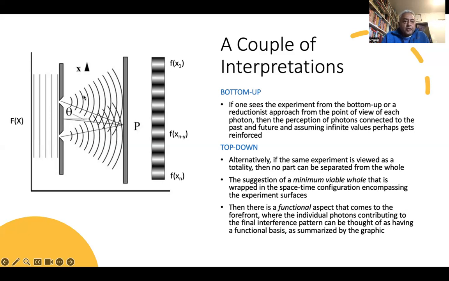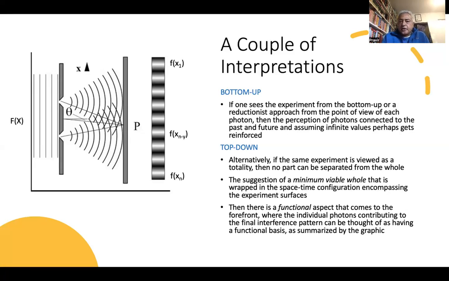And so as a photon travels and then hits a screen, it's correlated to a function of the property, and that's how it shows up in a particular strand that is expressing that function of a property that belongs to this wholeness that is referred to as fx. So here, really what this boils down to is that there's a functional aspect that comes to the forefront, and each individual photon contributes to the final interference pattern on a functional basis.